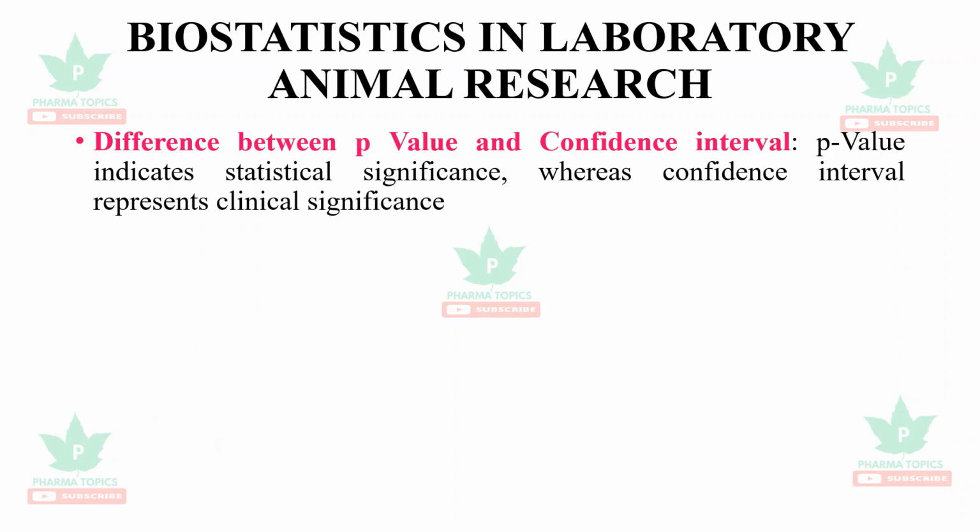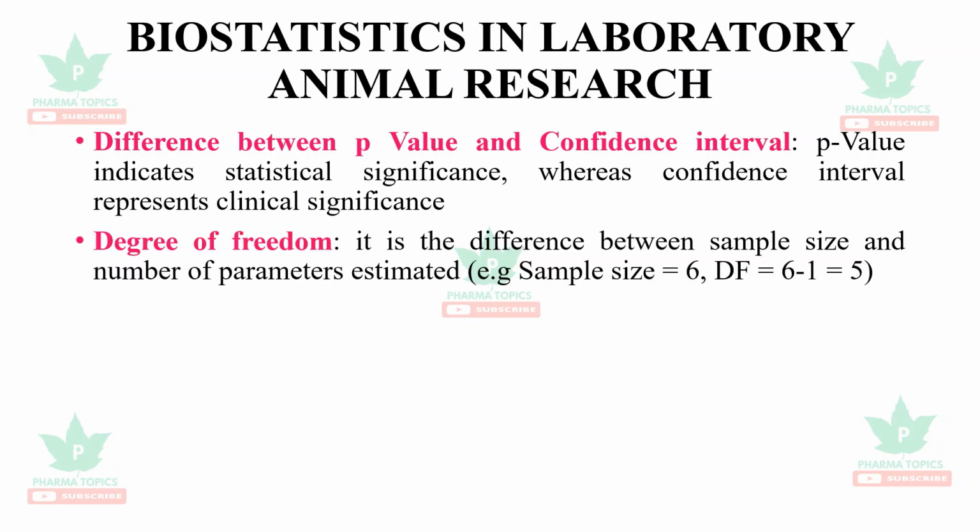Difference between p-value and the confidence interval. P-value indicates a statistical significance, whereas confidence interval represents a clinical significance. Degree of freedom, it is the difference between sample size and number of parameters estimated. For example, if sample size is 6, then the degree of freedom is 6 minus 1 equal to 5.